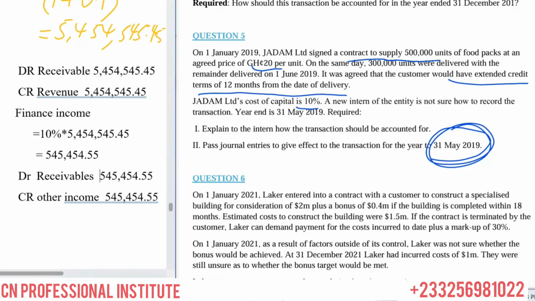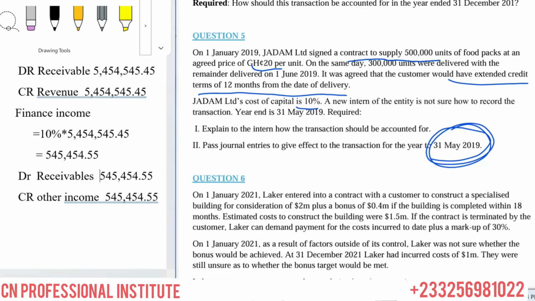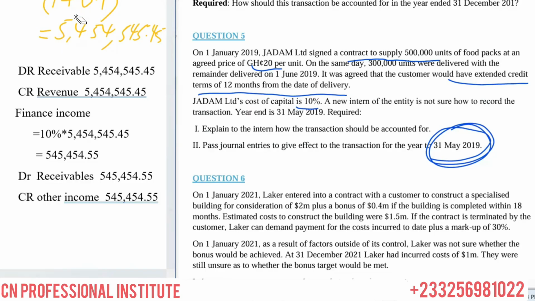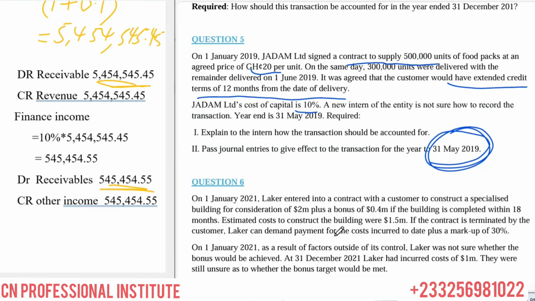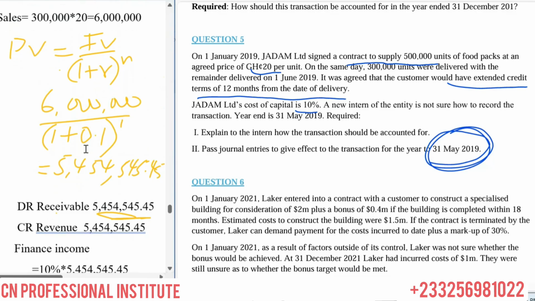So do you realize that at the year end, the receivable figure will be the two entries? Check, we debited receivables here, and here too we are debiting receivables. So if you add the two, this one plus this one, it will give you exactly the 6 million. Are you following? So this is how we go about questions like this. The finance income here, we take it to other income. And if you add this opening receivable, this debit here plus this debit, it gives you the 6 million. Note that we don't record the whole 6 million as revenue, even though we sold goods worth 6 million.